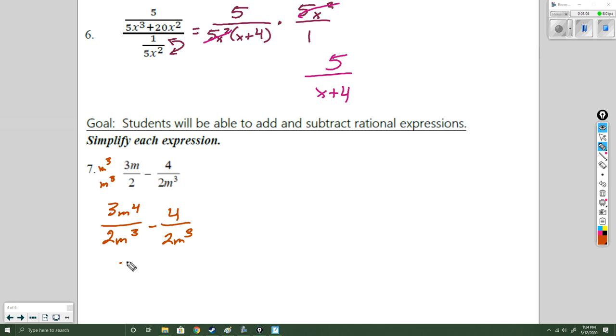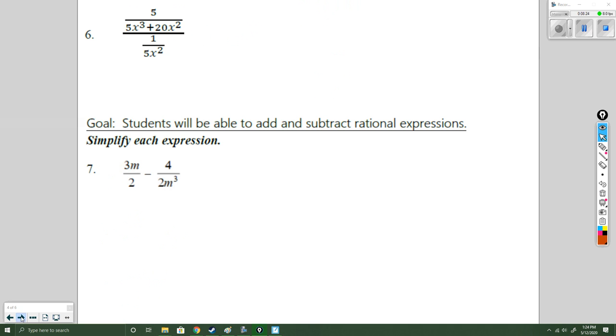And now we can combine this. So we would have 3m to the 4th minus 4 on 2m cubed. And of course, the last thing that we should always do is double check and make sure this is simplified. Make sure that there's no common factors amongst the numerator and denominator that we can get rid of.